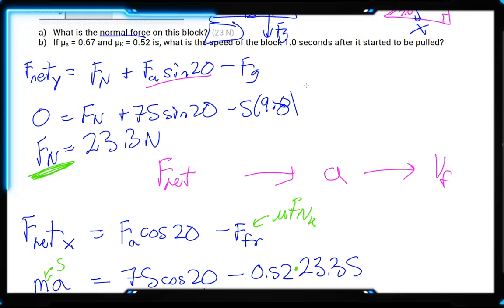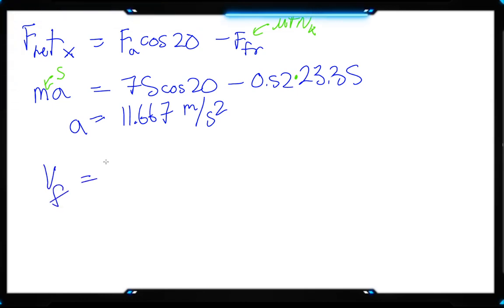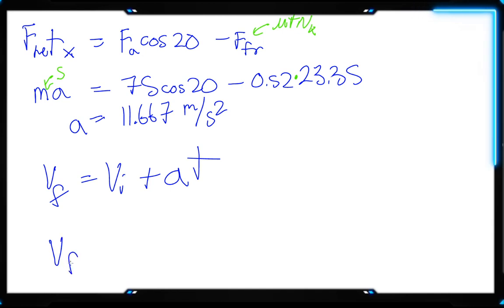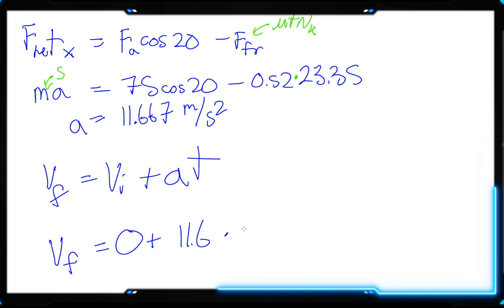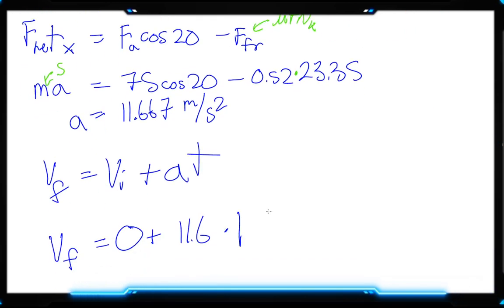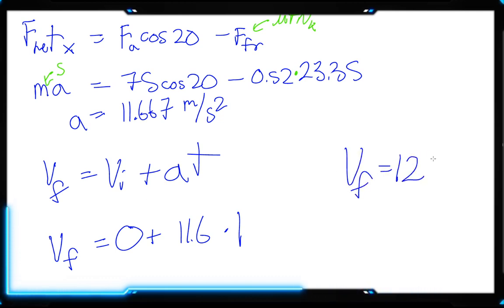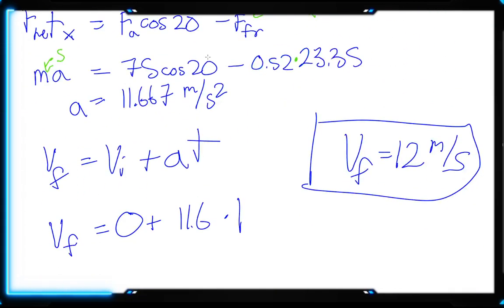But my goal is actually VF, and I have a time. So VF equals VI plus at. VF is my goal. VI is 0 plus acceleration, the 11.6 thing, times the time of 1 second. Oh, nice, it's just 1. So it's the same number, so then VF equals probably just 12 meters per second. I can only justify, yes, 2 sig figs.